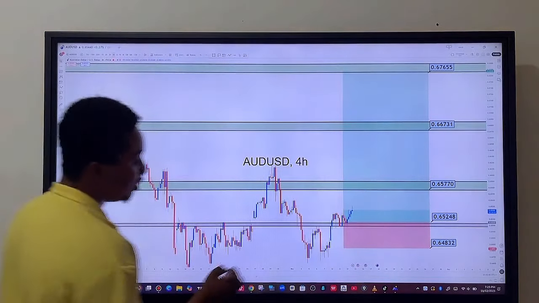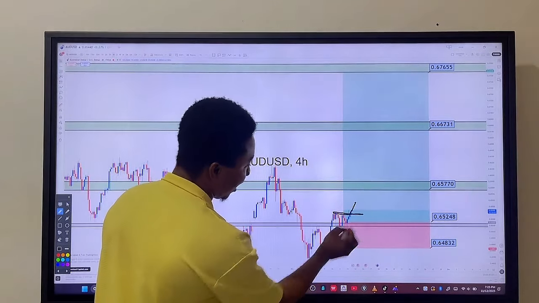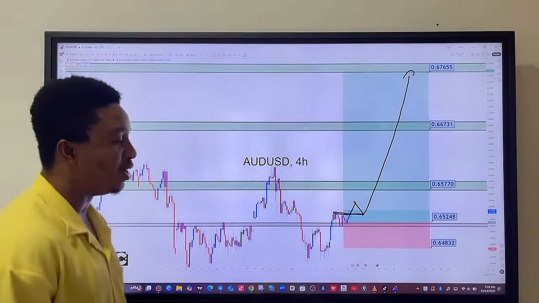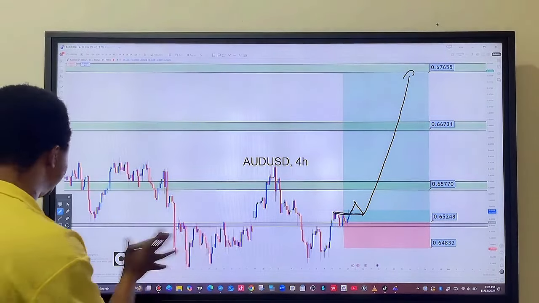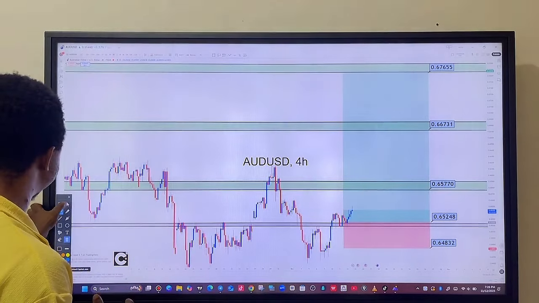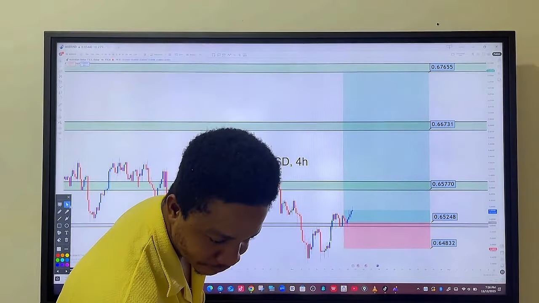So AUD USD, monitor this area. Price has already broken above, but we need to see a higher high, a higher low, and then entry can come in again on AUD USD to the upside. So AUD USD, this is also a full and complete technical analysis. Alright, let's continue with the breakdown. Next pair in the comment section for me.